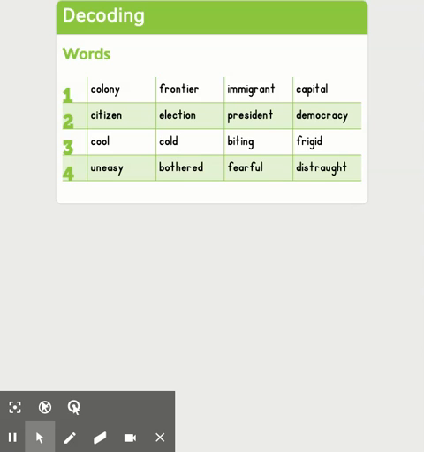The next word is election, and we just had one of those for the President of the United States. And an election is when people vote to put a political person in office. So we just had an election which Joe Biden won, and he is now President of the United States, which brings us to our next word, which is president.